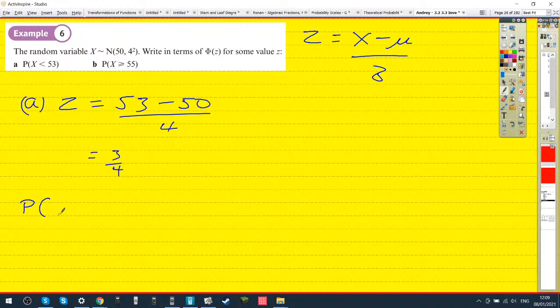And so the probability that x is less than 53 is equal to this thing here, the phi. It's called the phi. I can't draw this thing. The phi of, not 53, 3/4, 0.75.